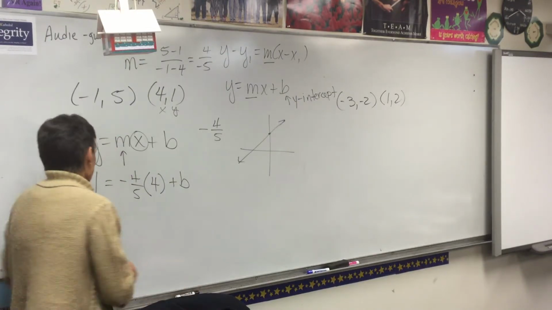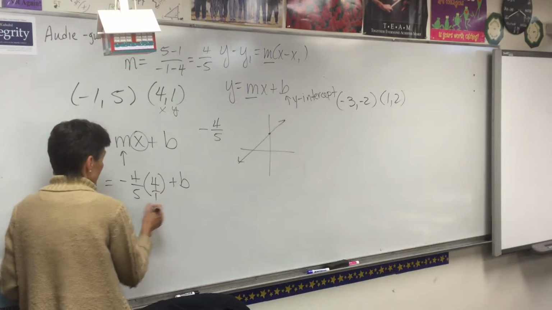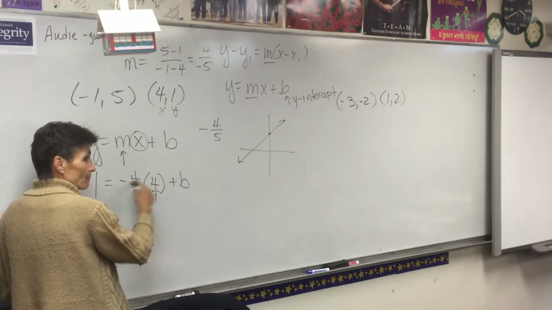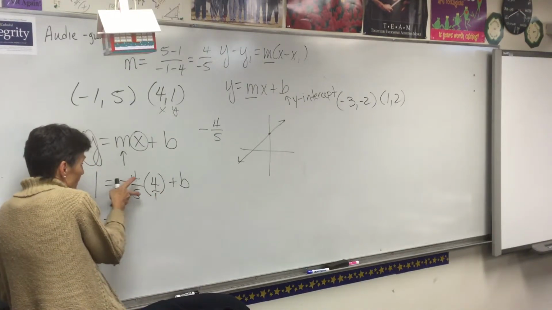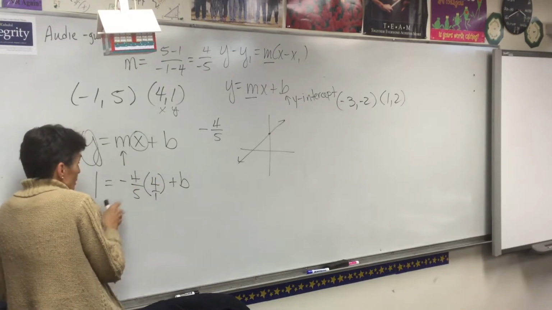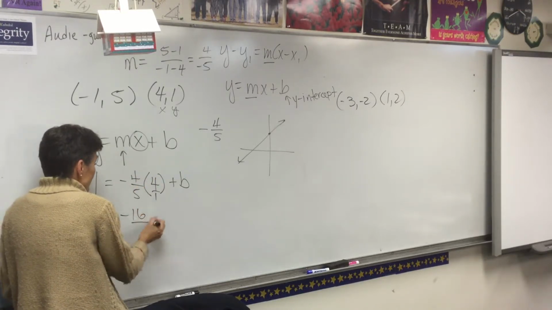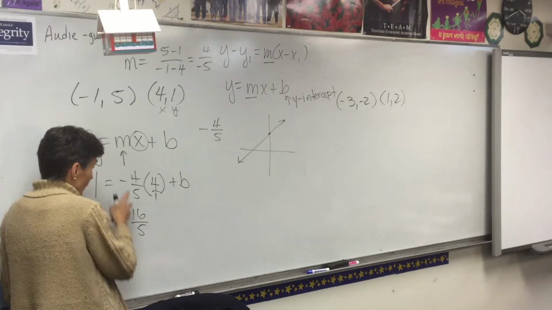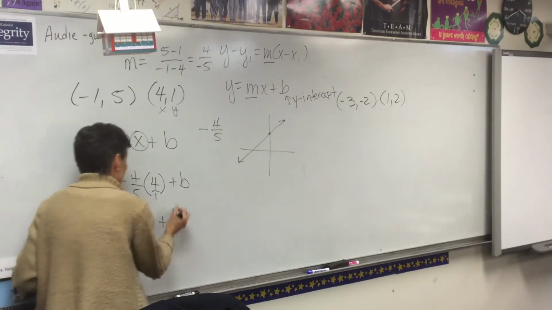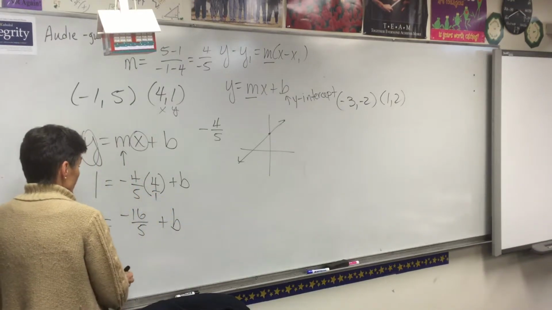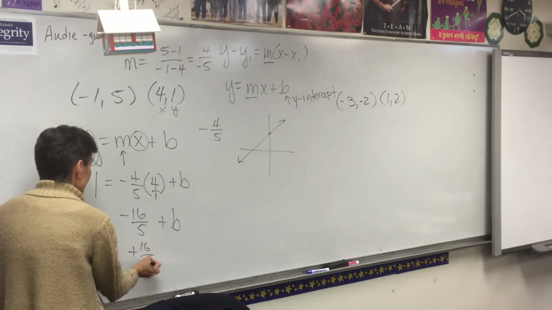So, okay. So now I have to multiply these two things together. And remember, when you multiply fractions, it's straight across. So we get negative 16/5, right? Straight across, plus b. So now I will add 16/5.